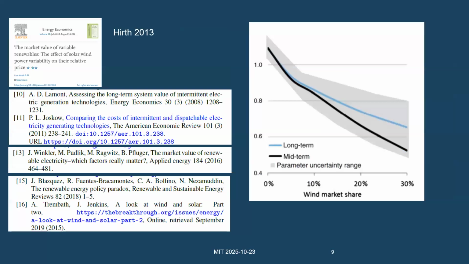Here are some other papers that claim that also in the long term, that's the blue line there. That's again from the Hirt paper. This value depreciation will continue, and it is due to the variability. So basically they're saying that this is inevitable.